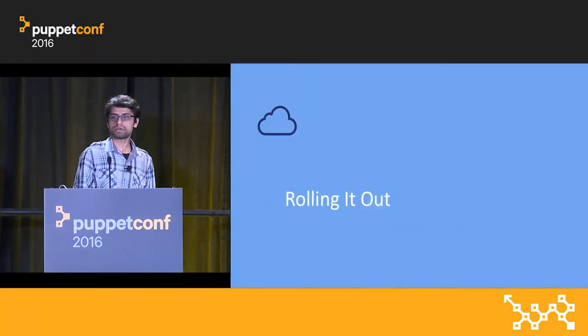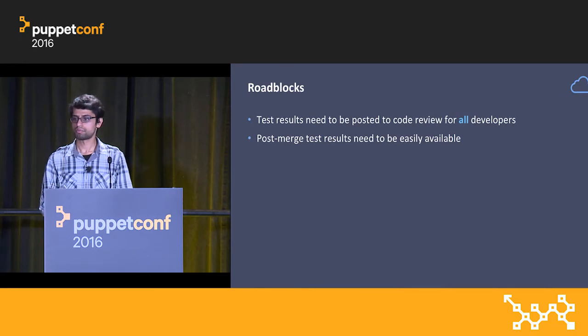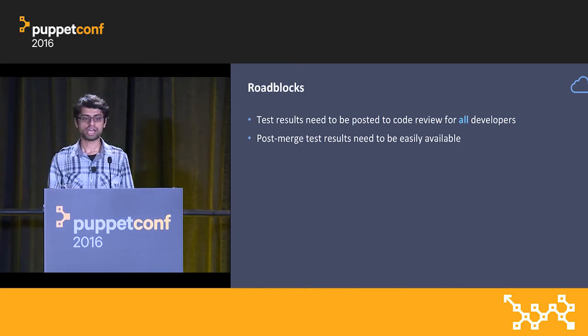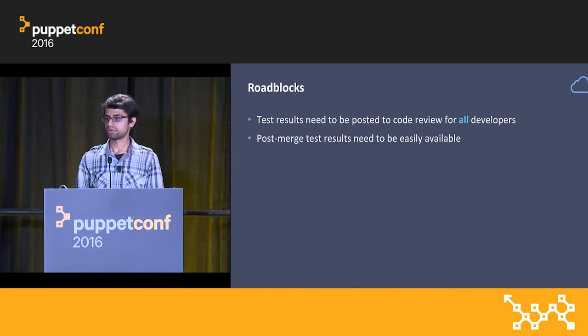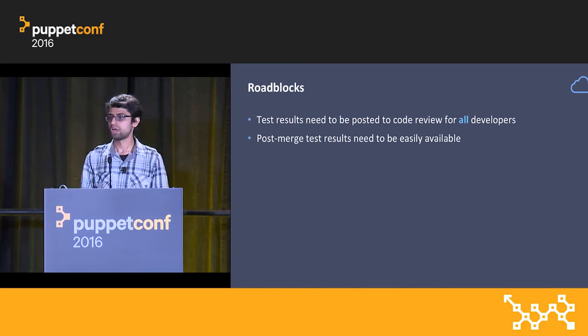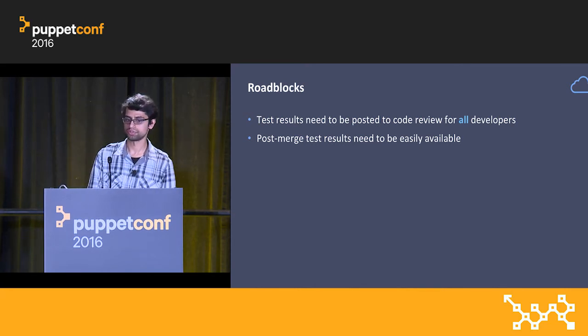OK, I'll now talk about some of the challenges we're facing in rolling this out to completion. In particular, we have a couple of roadblocks that are preventing us from rolling this out engineering-wide. Currently, we do not post test feedback on code review for all of our developers. We only do that for beta testers. The reason for that is we're not using ClusterRunner to run tests on code review. We're only using ClusterRunner to run tests post-merge. Once we use ClusterRunner to run tests on our code review, we can also provide feedback for all developers every time they push their changes up for review. This will allow us to roll it out engineering-wide.